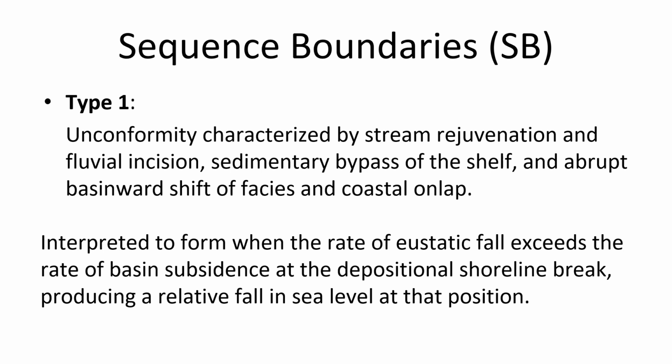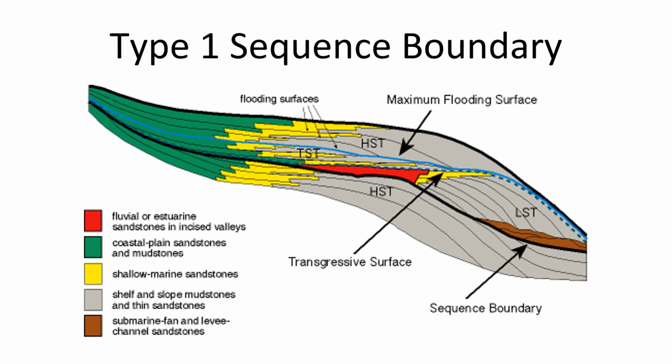But let's take a look at an image of a type 1 sequence boundary. Okay, in this case, our unconformities are the dark lines, right? They're sitting on top of our highstand systems tracts. With a type 1 sequence boundary, you have lowered sea level to a point where you can actually get fluvial or estuarine sandstones cutting down into these incised valleys right on top of your highstand systems tracts. And you also get those transgressive surfaces further out.